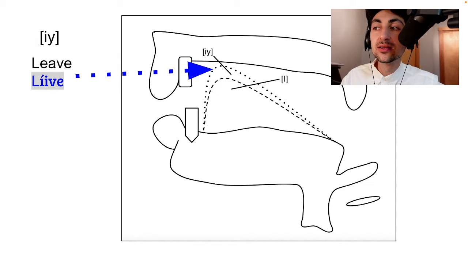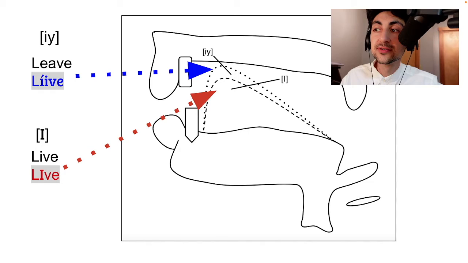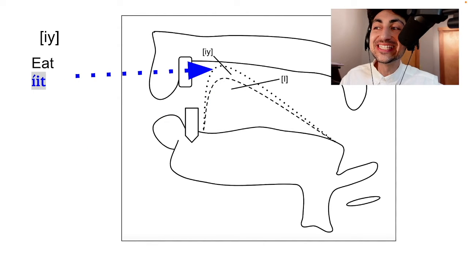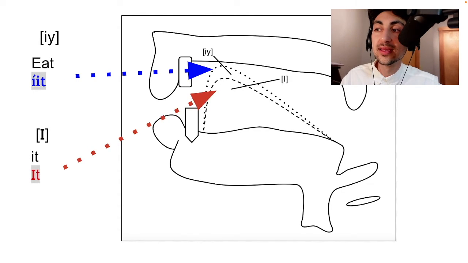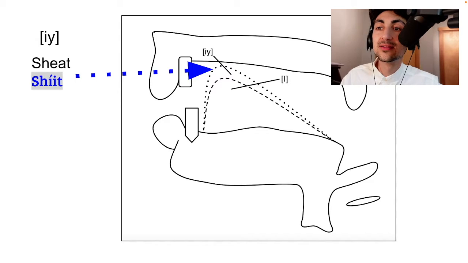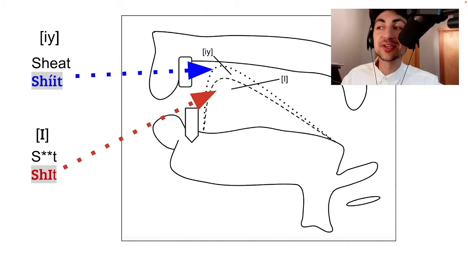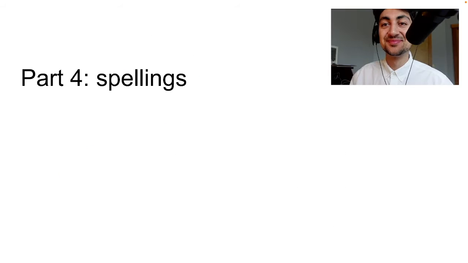Leave. Live. Eat. It. Sheet. Holy cow, I can't say that. I'm going to get in trouble. But you know it. Next, we are going to look at common spellings for the I vowel pairs.